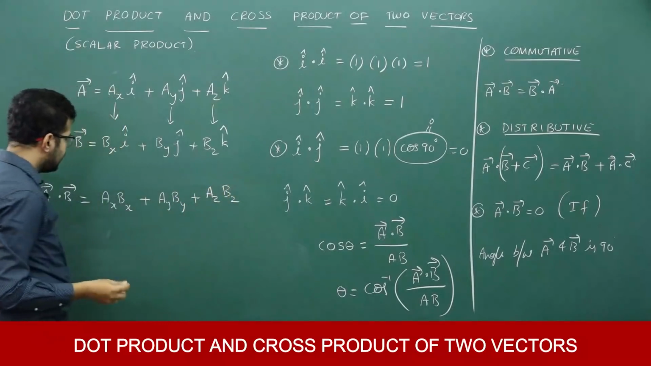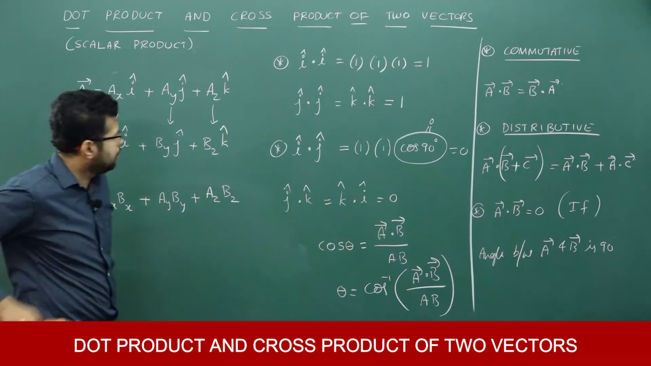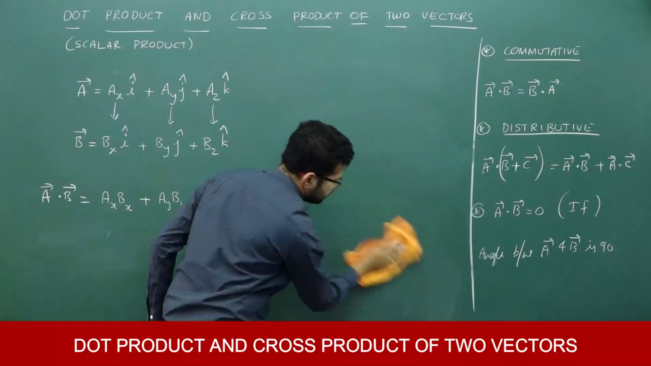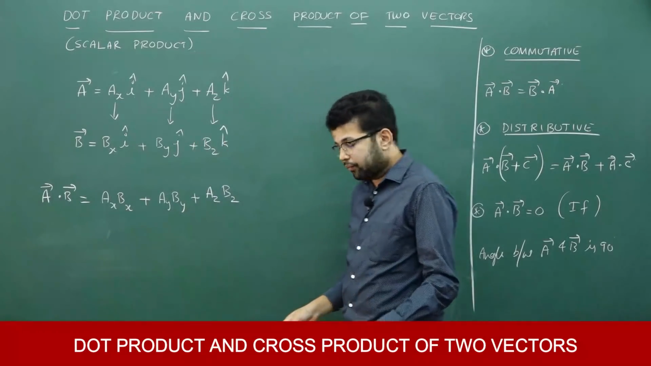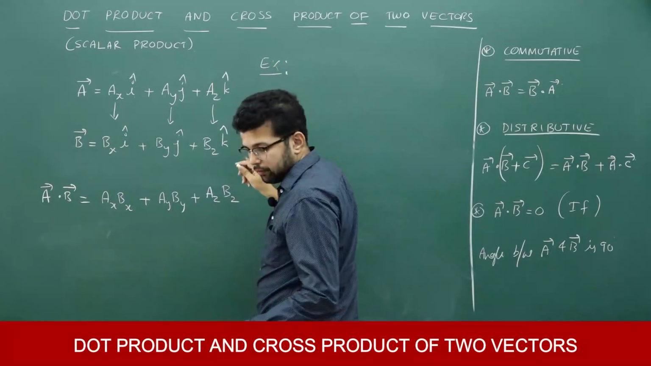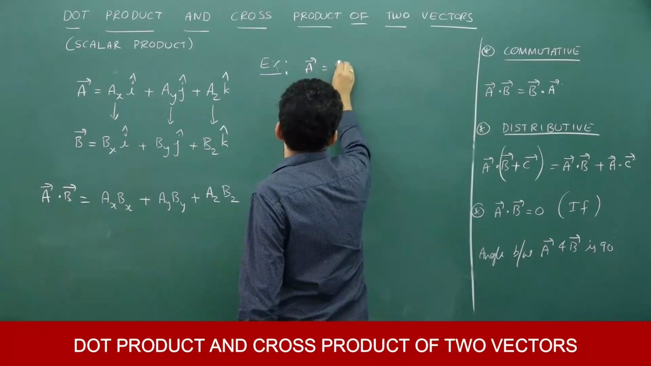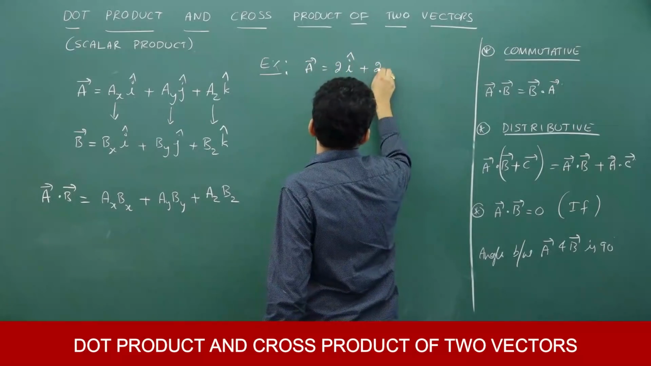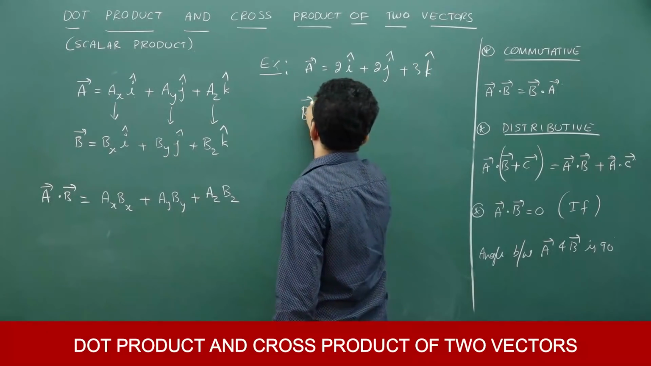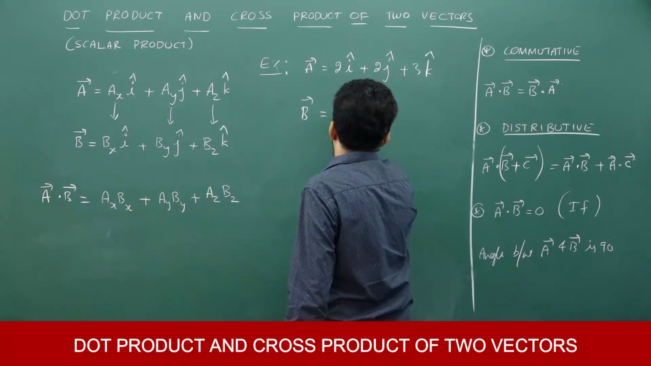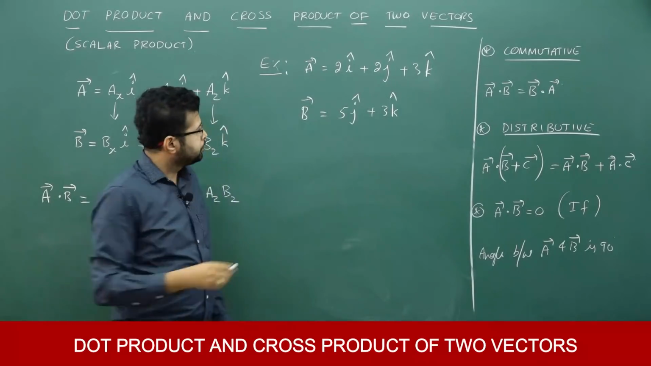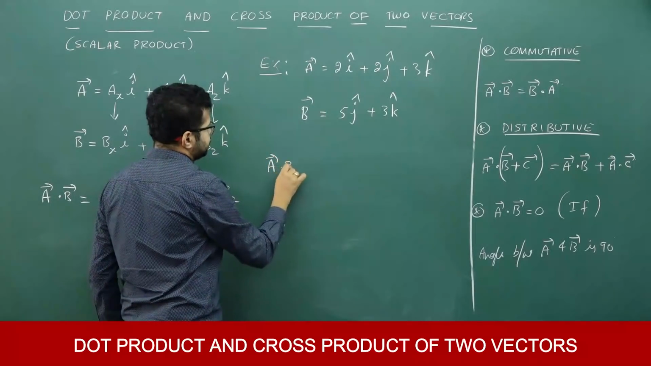Okay. So, let me take up one example. Say vector A is equal to 2i cap plus 2j cap plus 3k cap. Vector B is equal to 5j cap plus 3k cap. Then what is A dot B?